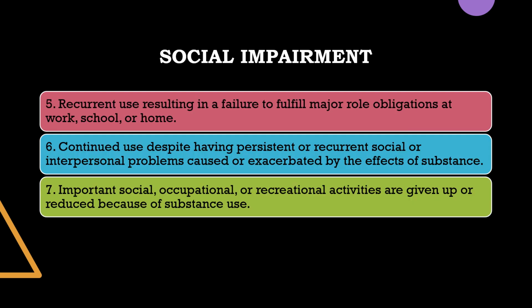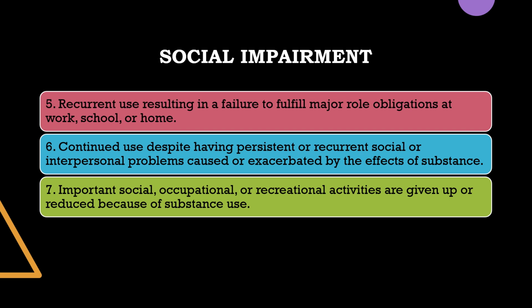So our next set of criteria looks at social impairment. So these are the criteria that have a negative impact on social interactions with people and relationships with others. So number five, recurrent use resulting in a failure to fulfill major role obligations at work, school, or home. So maybe you were dependable before or had certain expectations before, but as a direct cause of your use, you're unable to meet those commitments or obligations.